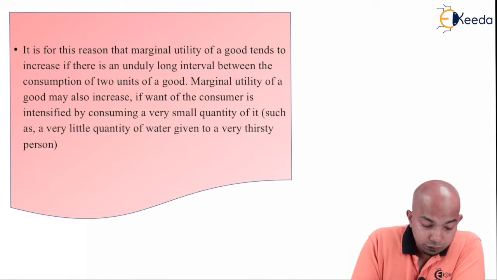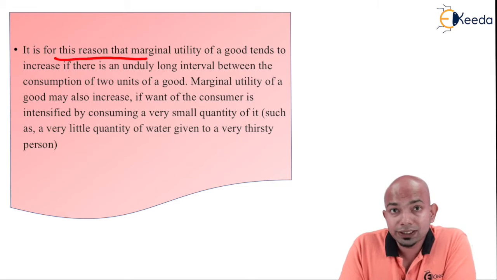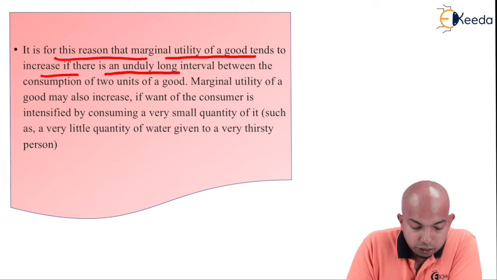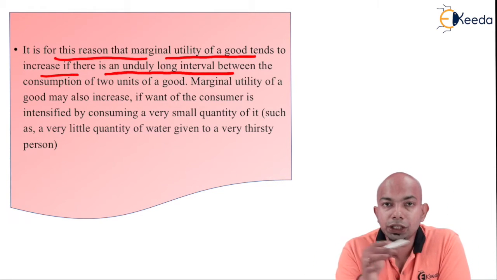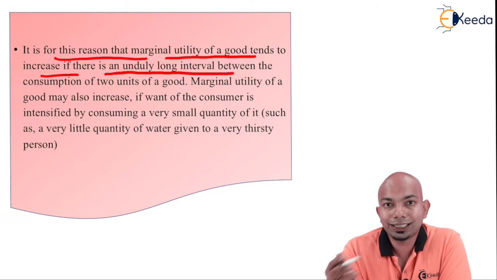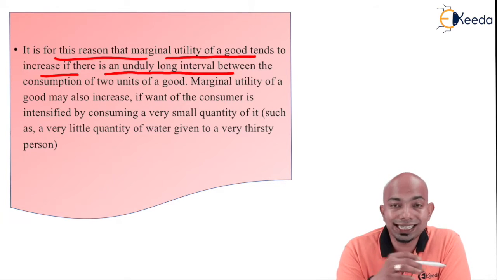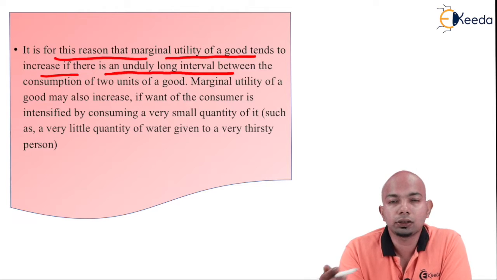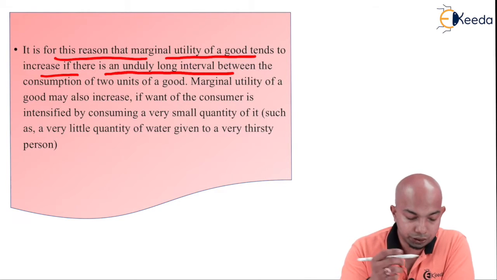Now, because of these specific reasons that we have understood right now, the marginal utility of the good tends to increase if there is any unduly long interval. If there is a long interval between two sessions, right? Like the way we said, if you had a mango right now and after 10 hours you're having a mango, of course your marginal utility won't come into the picture because there is a very long interval in here. But if you had a mango right now, 5 minutes after you're having another, then after 5 minutes you're having another, of course the marginal utility is supposed to go down here.